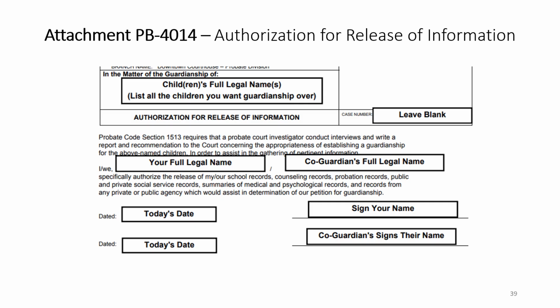Form PB-4014 is an authorization for release of information. By signing this form, you are consenting to information about yourself being released to the court as part of the background check and investigation. This information could include your school records, counseling records, probation records, public and private records, summaries of medical and psychological records, and anything else that could help the court in its investigation.